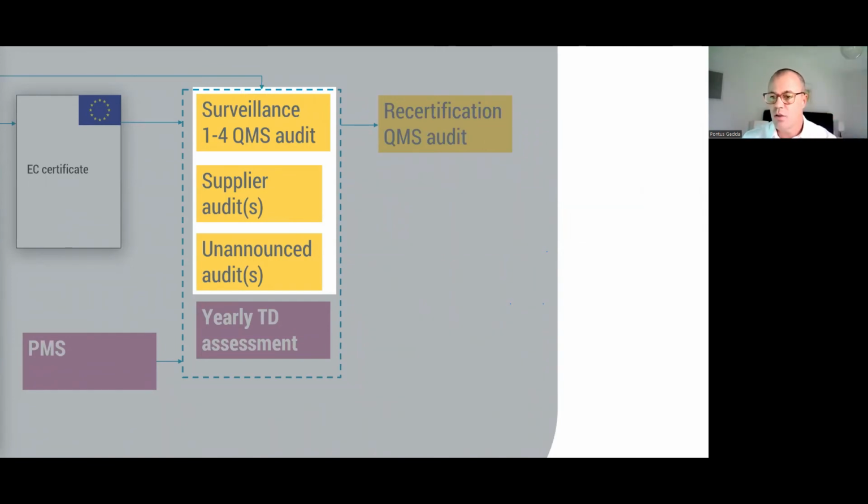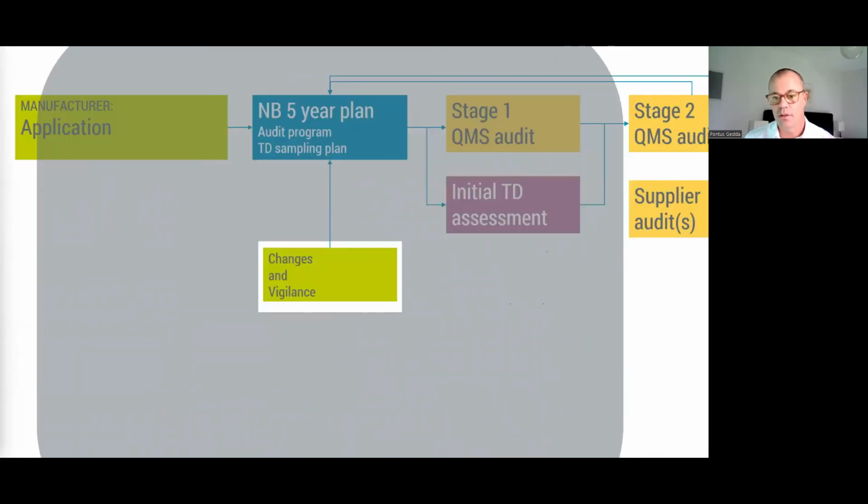And these surveillance audits shall also cover potential critical supplier audits as decided and included in the notified body's 5-year program. And a supplier audit can also be required with the initial stage 2 audit, of course, if everything is outsourced. And at least one unannounced audit shall be done by the notified body during each certification cycle. So once every 5 years at least, you will have an unannounced audit. Also, during the certification cycle, the manufacturer is obliged to report changes in their QMS or in their organization or in their product portfolio to the notified body.